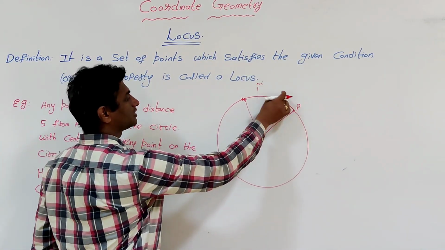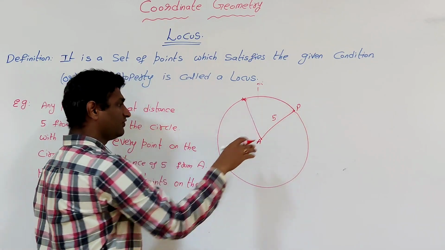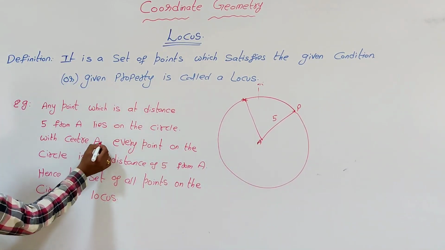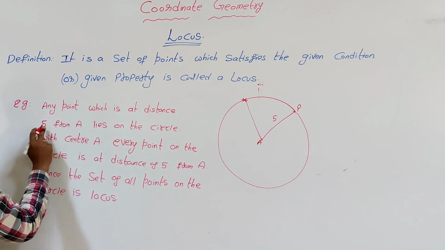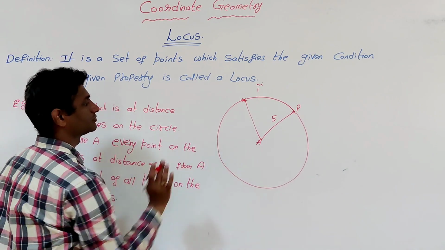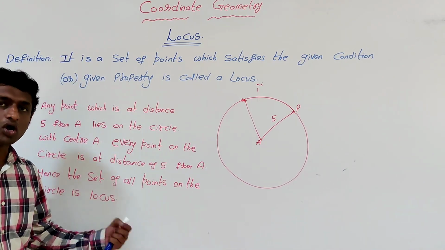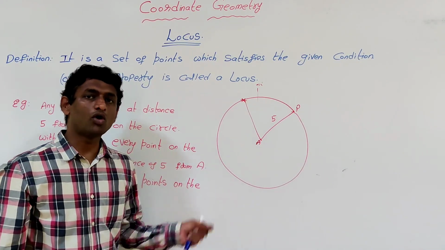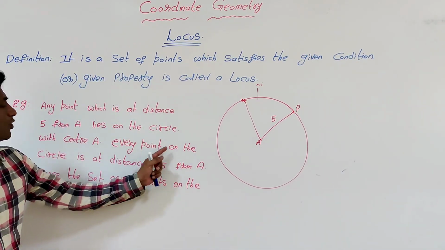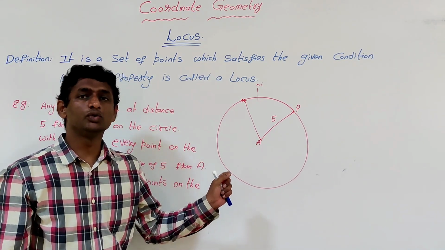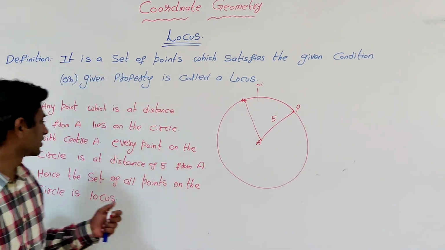Means the set of points, if we club all the points, then it forms a circle. So that is the first condition. Any point which is at a distance of 5 from A lies on the circle with center A. That is one part. The converse, the other part, is that every point on the circle is at a distance of 5 units from A.